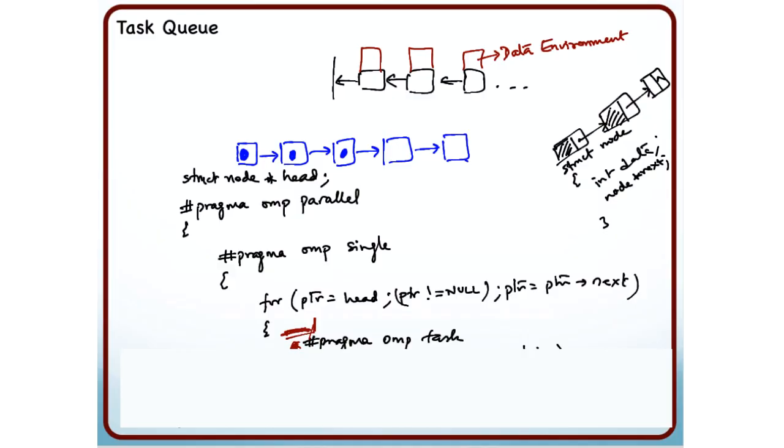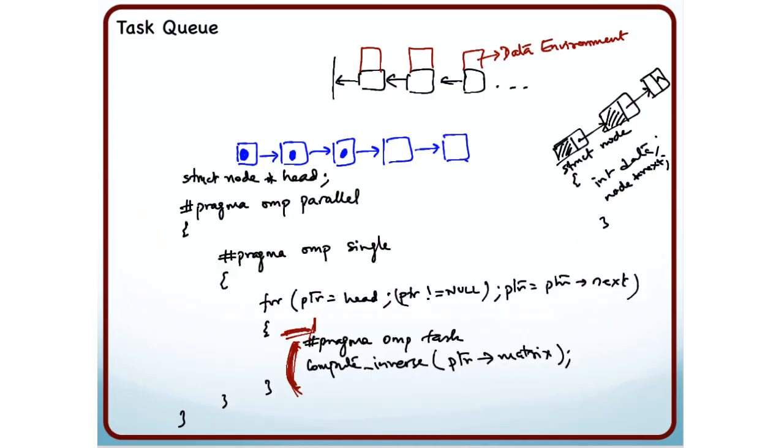I can give a structured block, or if there is only one statement, then I don't even need to put a parenthesis, right? I can do without parenthesis. So in this case, I'll just say compute inverse, and I pass PTR matrix. Maybe matrix is the pointer to the data.